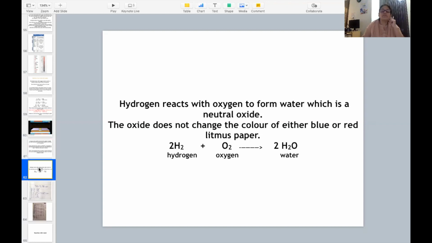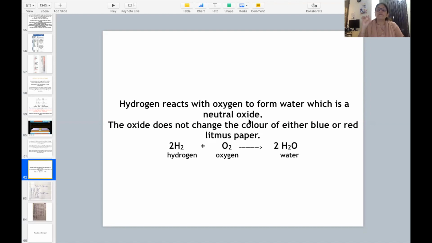Then hydrogen reacts with oxygen to form water, which is a neutral oxide, because we have discussed that non-metals react with oxygen to form either acidic or neutral oxides. So here comes a neutral oxide. You drink water, which is neither acidic nor basic. The oxide does not change the color of either blue or red litmus paper. So how does this happen? Hydrogen, when it reacts with oxygen, creates water. So water is a neutral oxide.